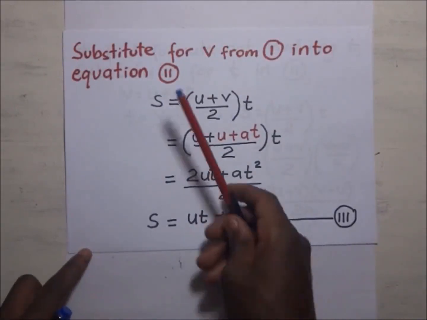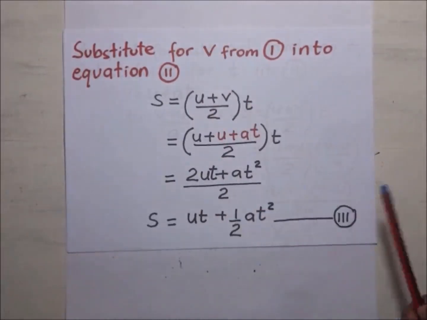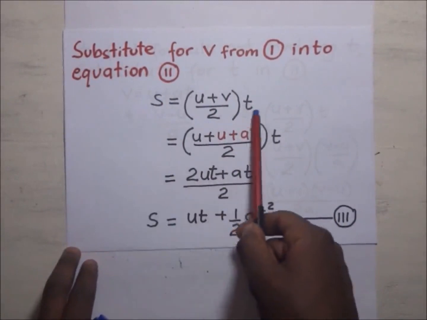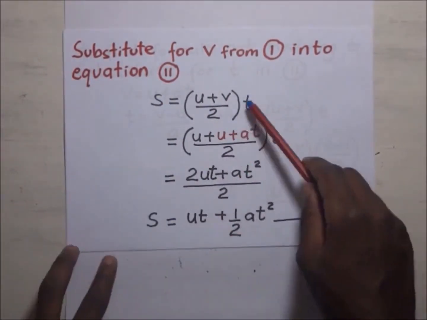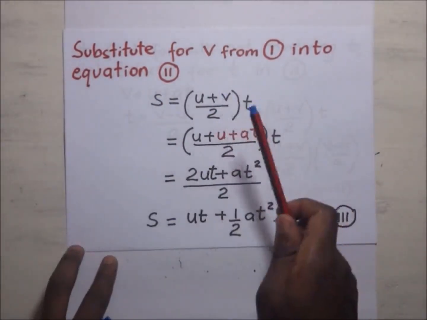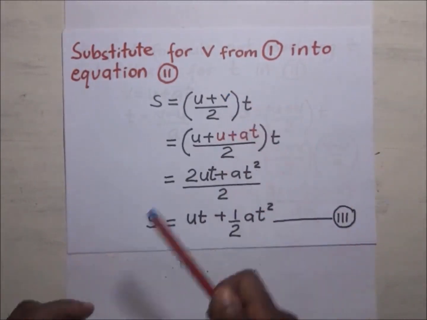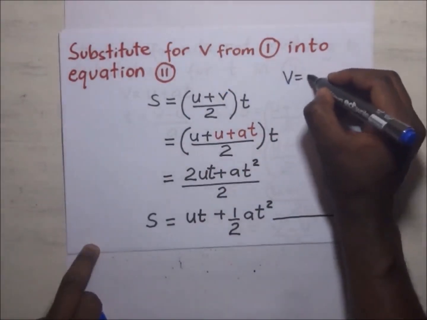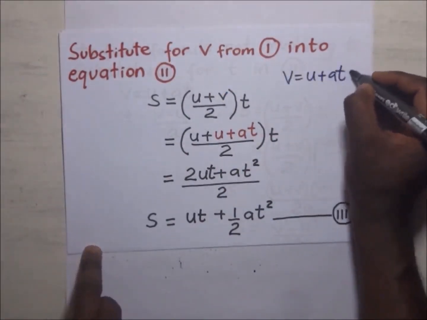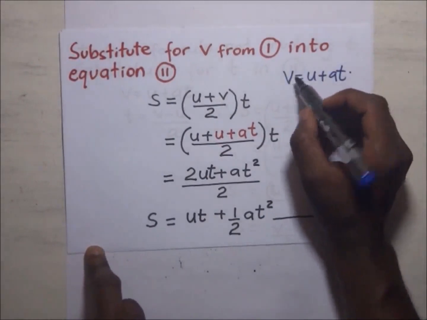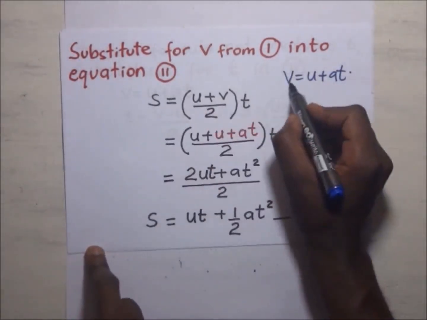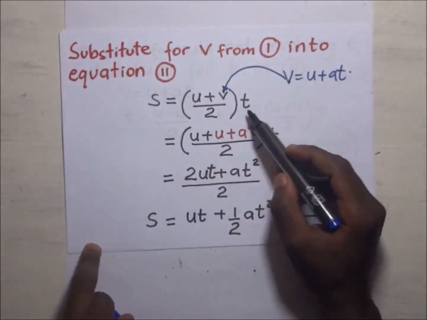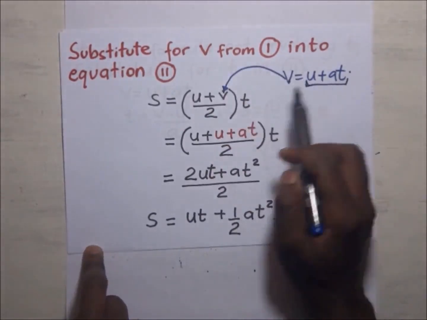To get the third equation of motion, we take the second equation of motion we derived earlier, and then we eliminate v. We are going to eliminate v using our first equation. Our first equation of motion was v is equal to u plus at, and our second equation was this one. So we get this value of v and substitute it right there.